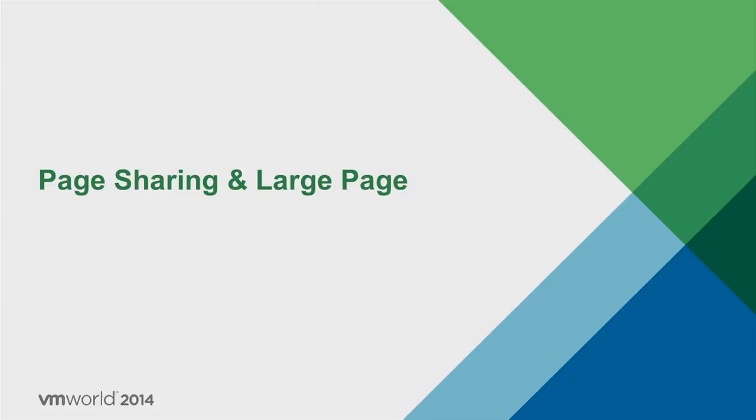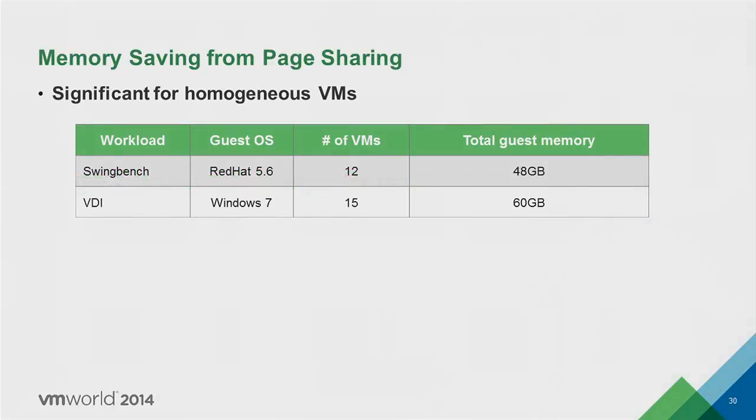Next, I'm going to talk about the performance implication of each memory reclamation technique. As Rajesh already mentioned, page sharing is a very low-cost technique to reclaim memory, but many of you may already know that when host large pages are used, page sharing does not work anymore. So I'd like to take this opportunity to clarify some interactions between page sharing and large pages. The first thing I want to emphasize is that the memory saving from page sharing can be quite significant for homogeneous VMs. In this example, I ran 2 experiments with multiple SwingBench VMs and VDI. VDI stands for virtual desktop infrastructure, so it runs a bunch of desktop VMs.